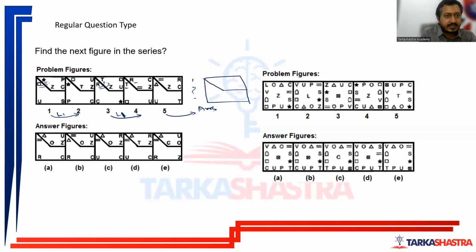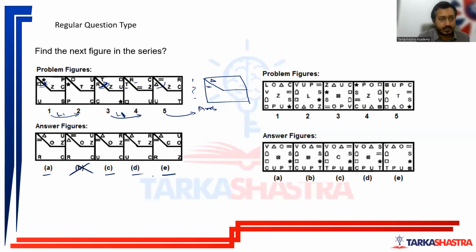Just like star and box are interchanging their position, T and R are also interchanging their position. So triangle and equal to will also interchange their position. Triangle will go here, equal to will come here. So here in A option it is correct, B option it is not correct, C option it is correct, D option it is correct, E option again it is correct.